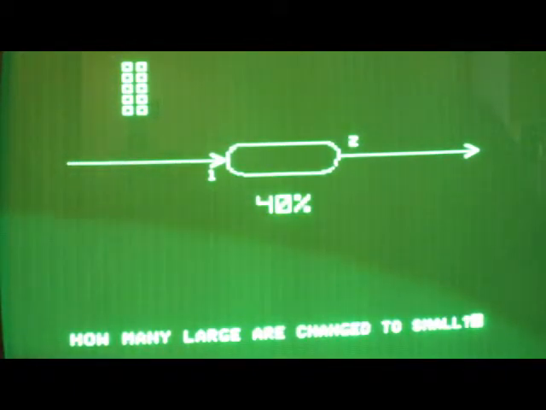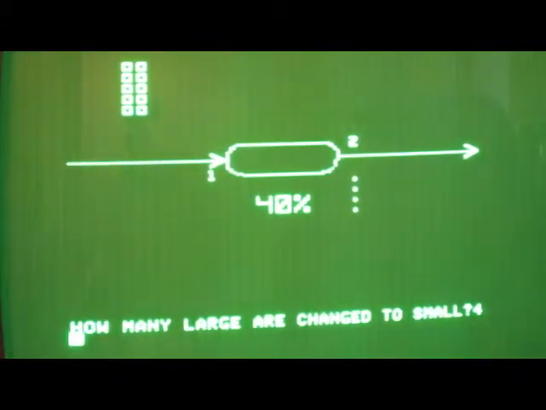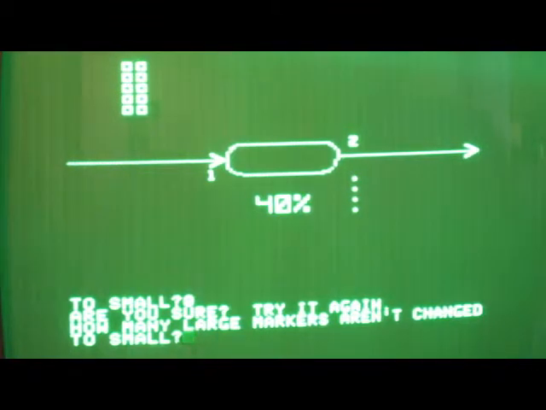How many large are changed to small? For 40% conversion, it would be 4. How many large markers aren't changed to small? Since 10 came in and 4 reacted, there must be 6.